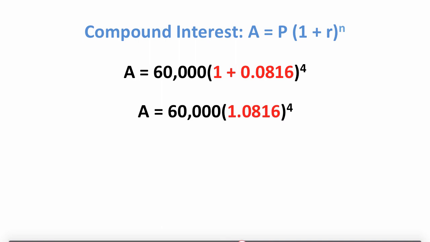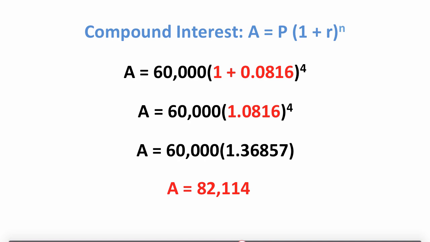Getting that 1.0816 to the power of 4 will give us the value 1.36857 times your principal of 60,000, and we will have an accrued amount of €82,114. So that initial deposit of €60,000 left in an account earning a rate of interest compounded semi-annually of 8.16% will accumulate or accrue to €82,114.